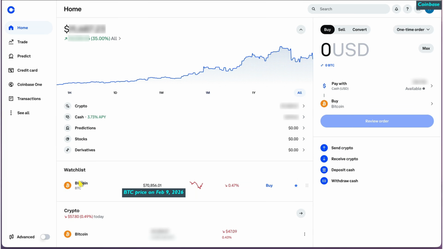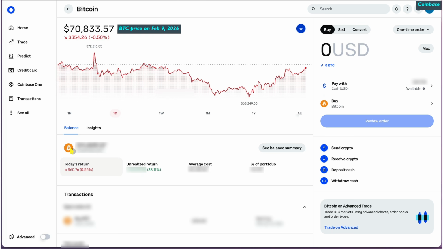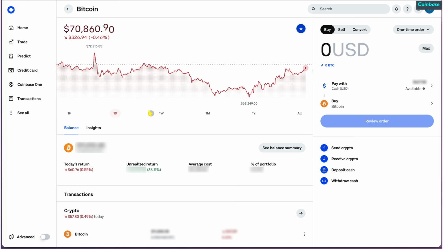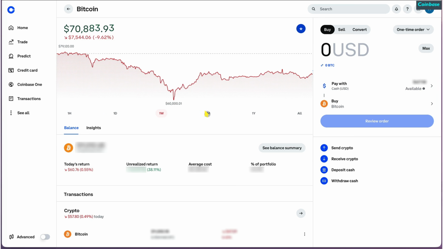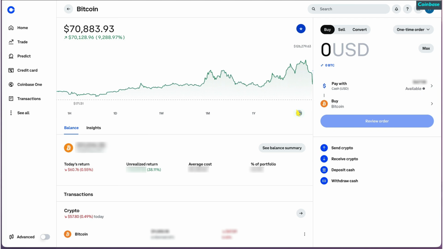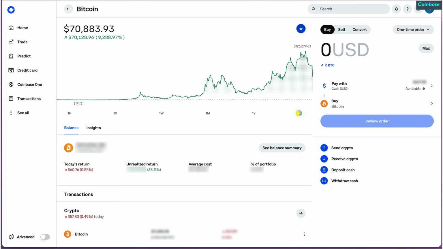If you have any crypto on your watch list, you can select it to see its lifetime price history. This information was recorded in the beginning of 2026, so the prices reflect that time. I'm looking at the Bitcoin here. I can see its price and performance over the same time ranges as my portfolio: 1 hour, 1 day, 1 week, 1 month, 1 year, and a lifetime.